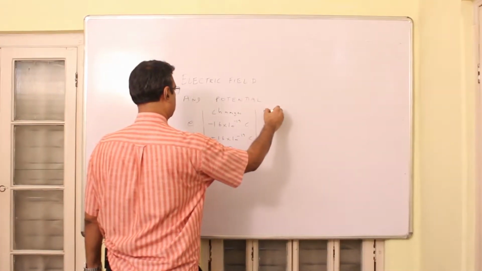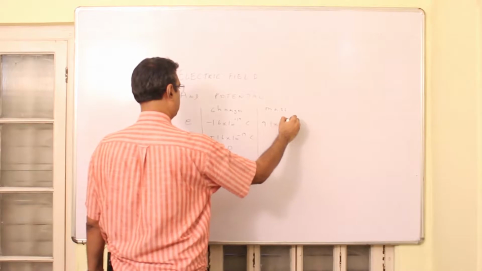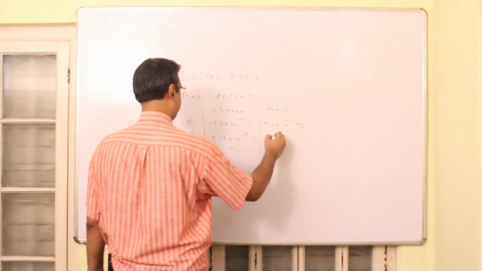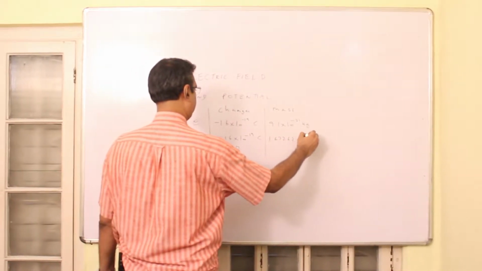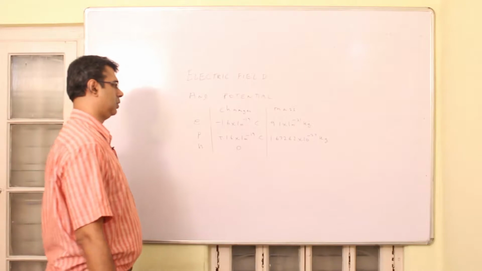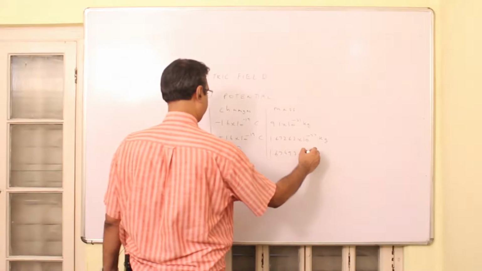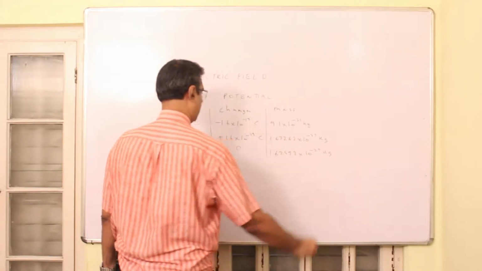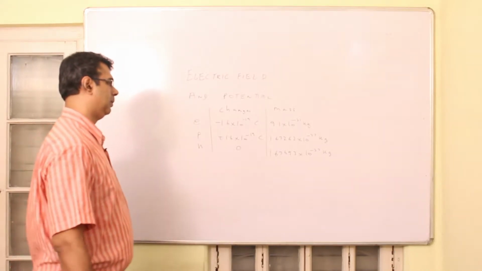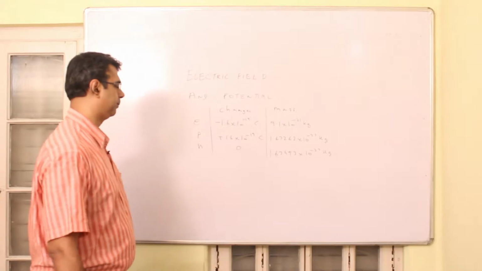And if you consider their masses, the mass of electron is 9.1 into 10 to the power minus 31 kg. The mass of proton is 1.67262 into 10 to the power minus 27 kg. And mass of neutron is 1.67493 into 10 to the power minus 27 kg. As you can see, proton and neutron mass is almost the same.